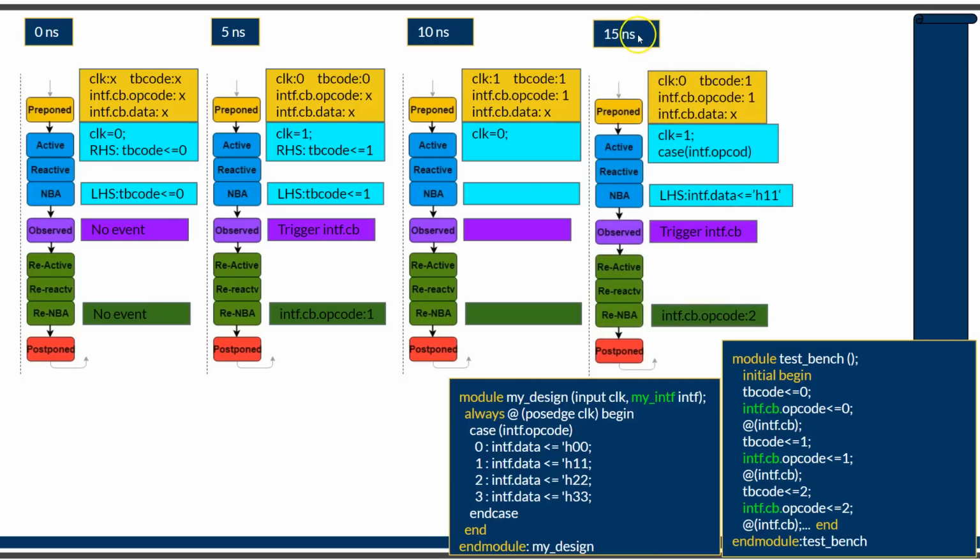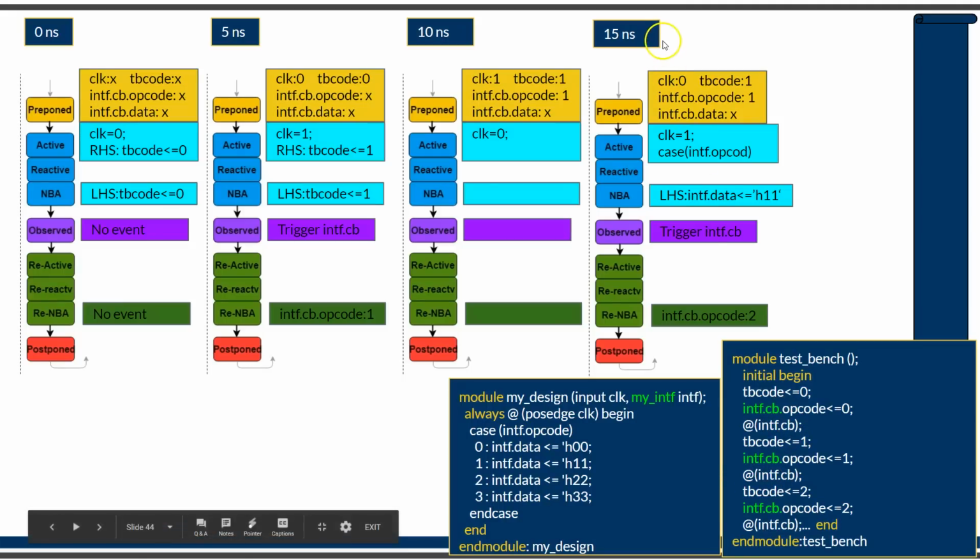So at 15 nanosecond, in the preponed region, clock is 0, TB opcode is 1, interface opcode is 1, and data is equal to X. And these are the relevant parts of the testbench and design code. At this point we are in this particular wait. The first wait was already satisfied at 5 nanosecond, and this is waiting for the next clocking event.